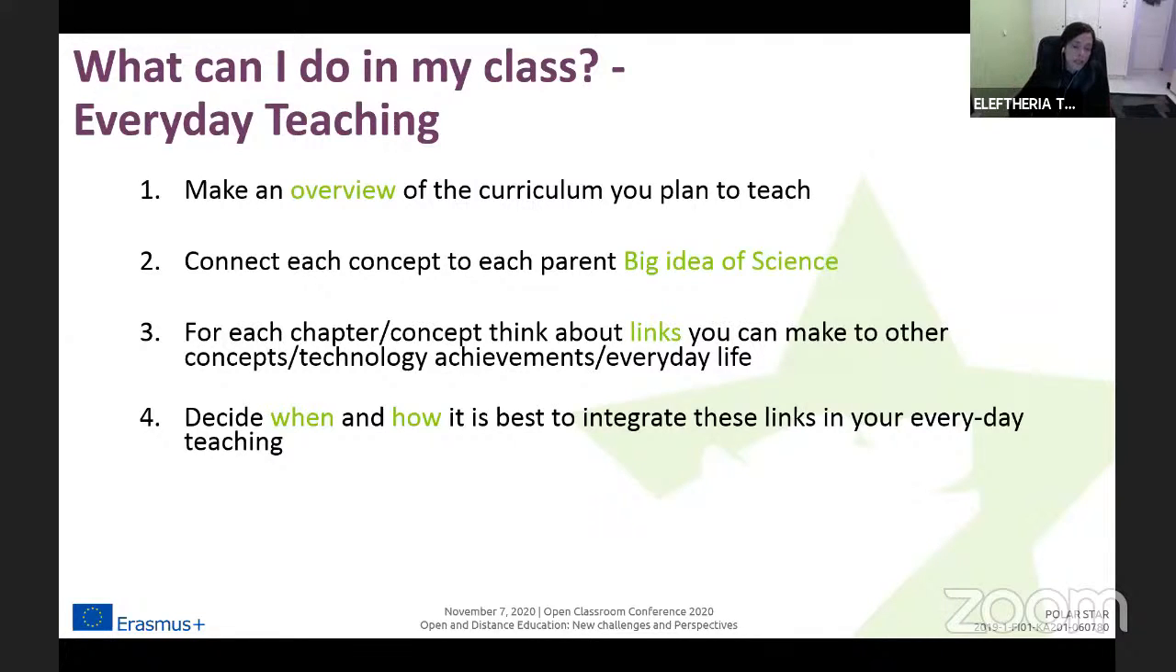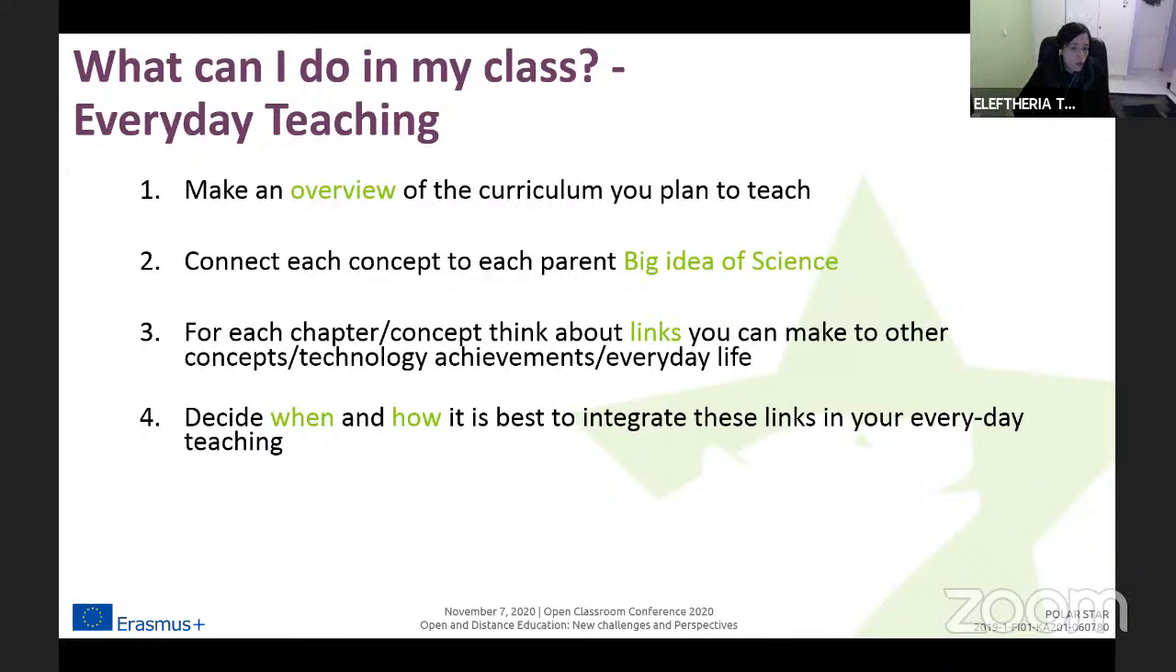And obviously that doesn't necessarily mean that every single link and every single connection that you spot, you're going to bring it in class. Again, you're going to make a selection and give it a first try, do it for a couple of concepts, see how it works, and then take it from there and build.